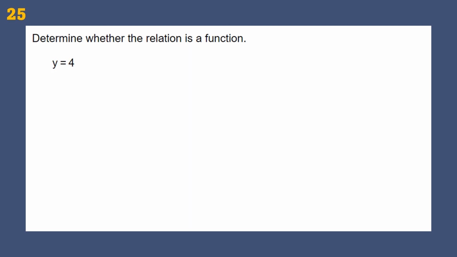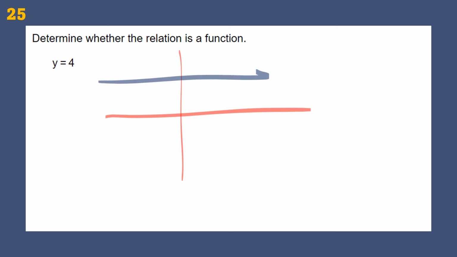Determine whether this relation is a function. Now, first off, this is a constant function. This is a function. And if you were to graph it, what you get is y equals 4, a horizontal line. And when we graph it, we can think it and say, does it pass the vertical line test? And so, yes, this is a function.